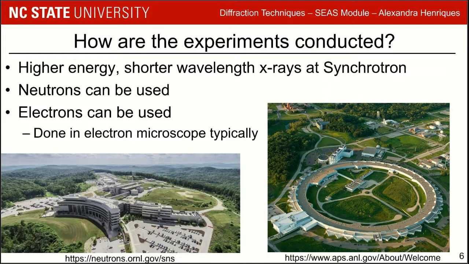In addition to X-rays, I mentioned previously that neutrons and electrons can be used. If you want to conduct a neutron diffraction experiment, this would typically be done at a facility such as the Spallation Neutron Source, or SNS, at Oak Ridge National Laboratory, shown in the image on the bottom left. If you would like to conduct an electron diffraction experiment, this kind of measurement would typically be done in an electron microscope.